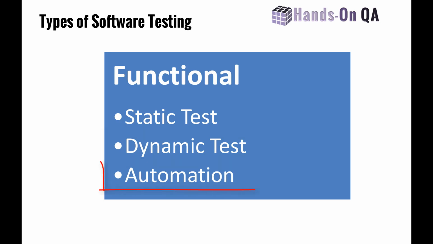Automation is dedicated to systematically automating all the manual test cases that we use in dynamic testing, and we can then save time and save cost. In automation we use specialized testing tools in order to do this job. We usually create robots for this kind of testing.